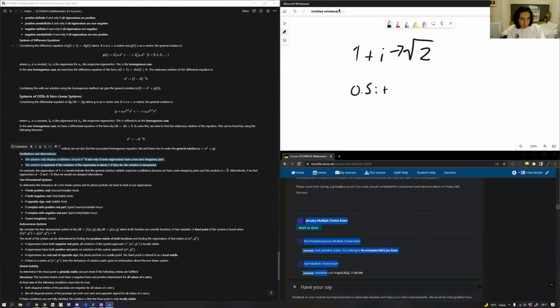Whereas if we had something like 0.5 plus i, I think that's less. Let me think. That's only a modulus of, what is that, 5 over 4? Half squared plus 1, it would be root 5 over 4, which I believe is under 1. No, wait, it isn't. So that would also be explosive. So you've got to think about what the modulus of the complex number is. That will determine if it's dampened or explosive.